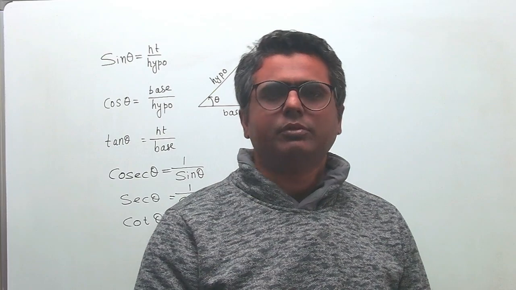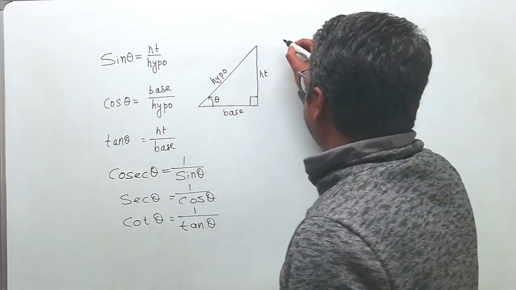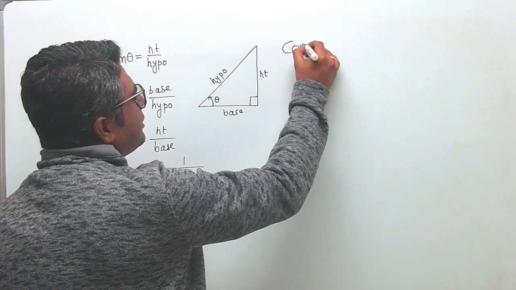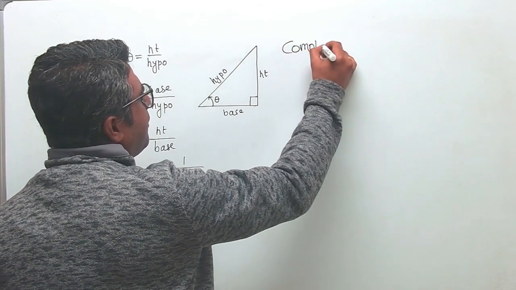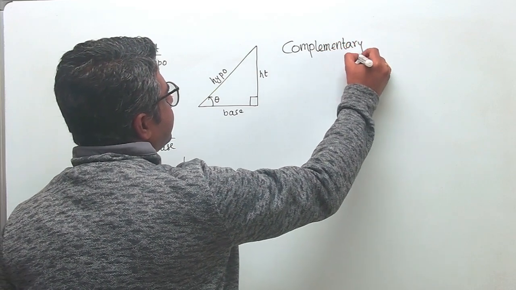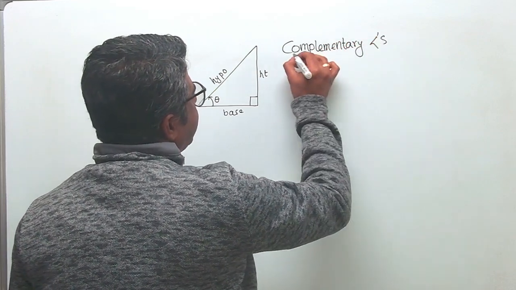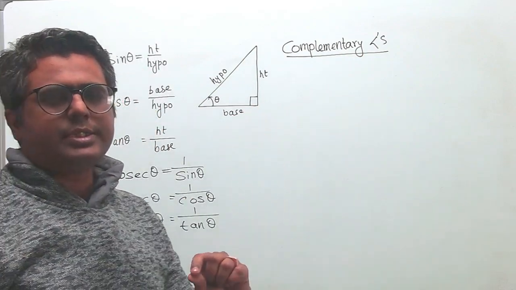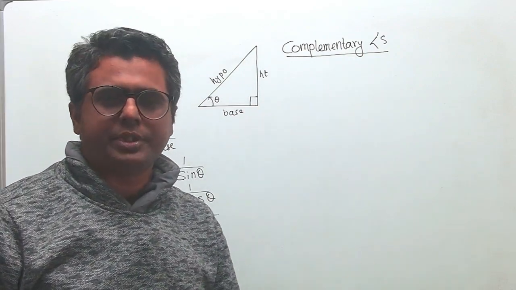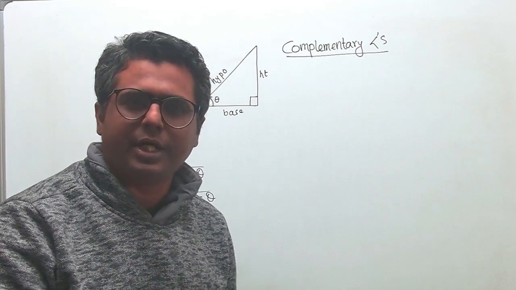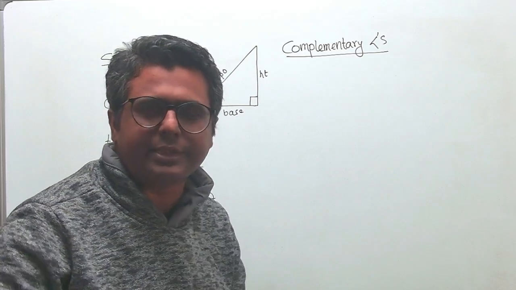Now after this, what do you require? There is a concept called complementary angles. Many a time we tend to forget which trigonometrical ratio is complementary to which trigonometric ratio. There will be no confusion after this one. After the next few seconds there will be no confusion.